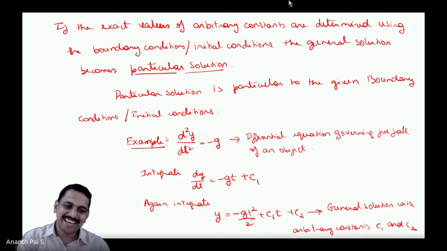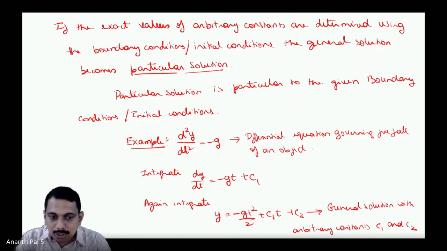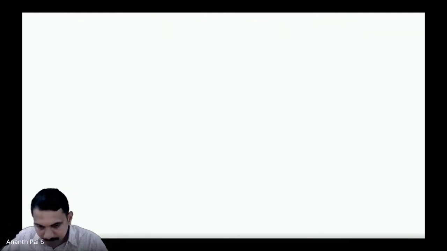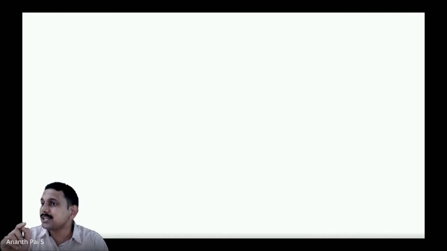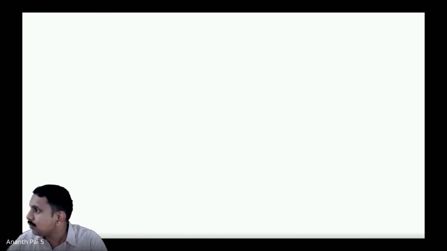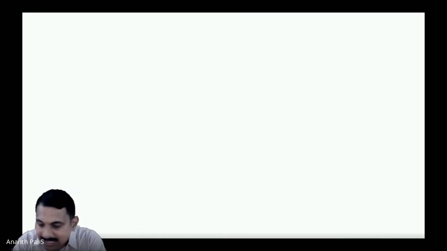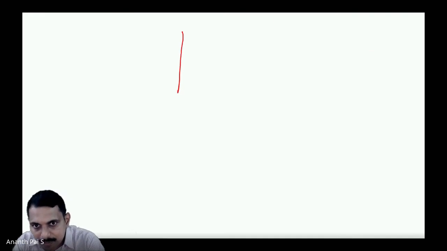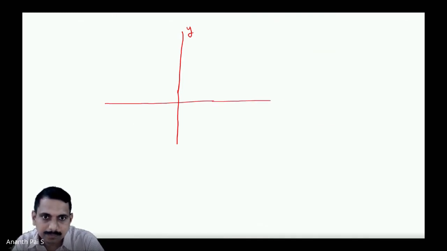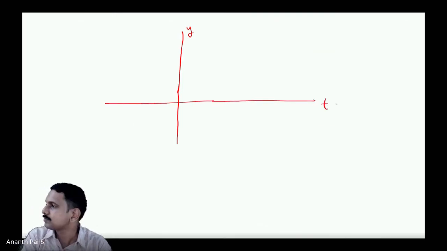Okay? Anyway, so general solution with arbitrary constants C1 and C2. Correct. Now, these arbitrary constants C1 and C2, how to find them? You have to find them using initial conditions. So now let us see what we mean by arbitrary constants here. So I'll put a graph here. Let us say this is y, this is time t. So what is that?